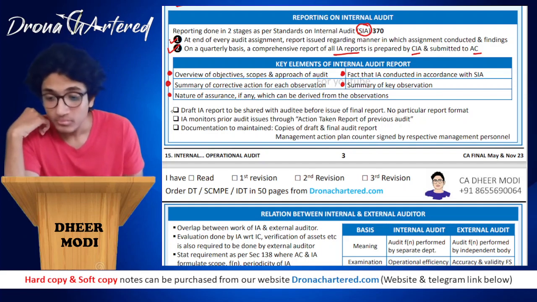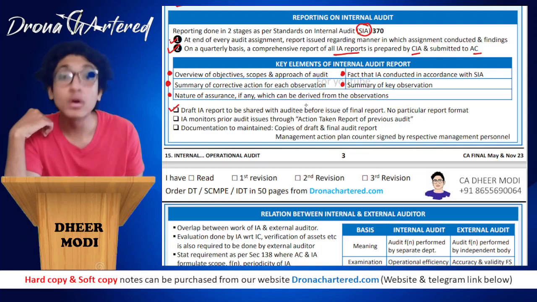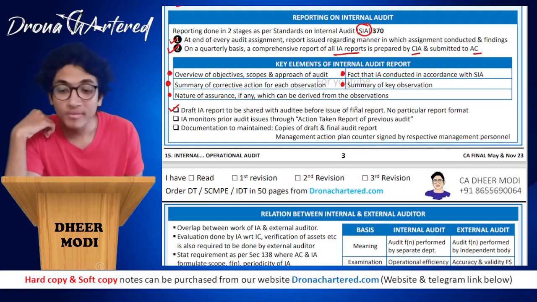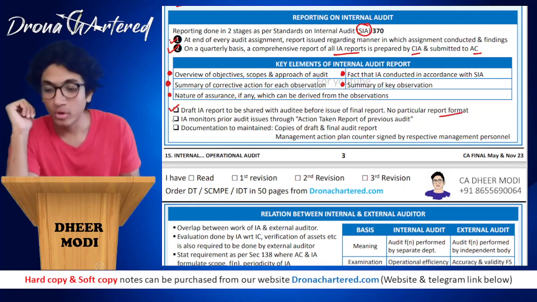Okay. Now your internal audit report, the draft internal audit report, is to be shared with the auditee. Auditee means the client whom you are auditing, with the auditee before issue of the final report, and there is no particular report format.